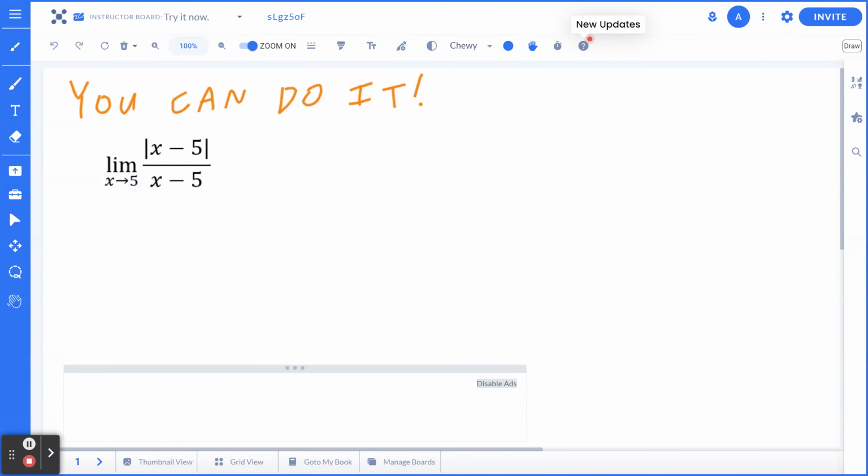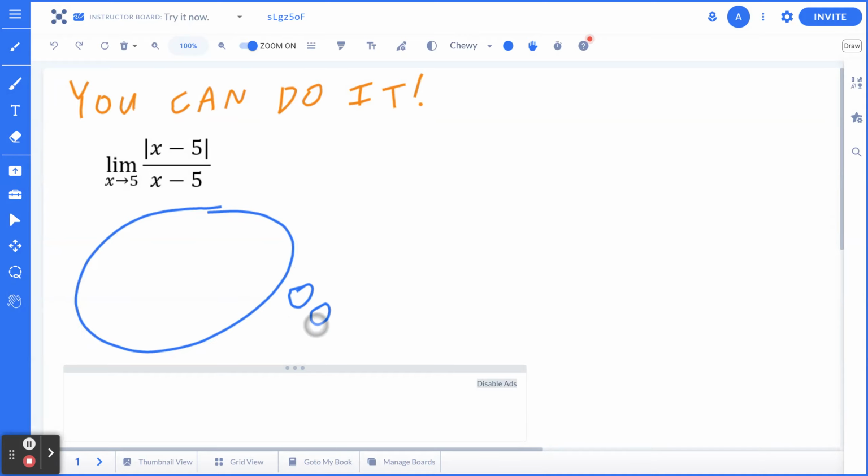Hi everyone. Let's take a look at the following limit. Find the limit of the absolute value of x minus 5 divided by x minus 5 as x is approaching 5. Now before we start, you have to remember the basic rules for limits.